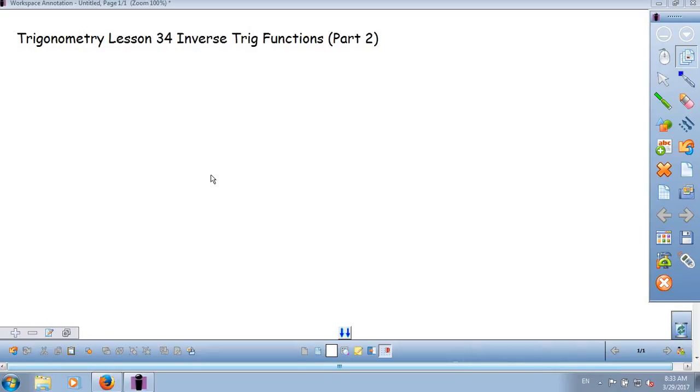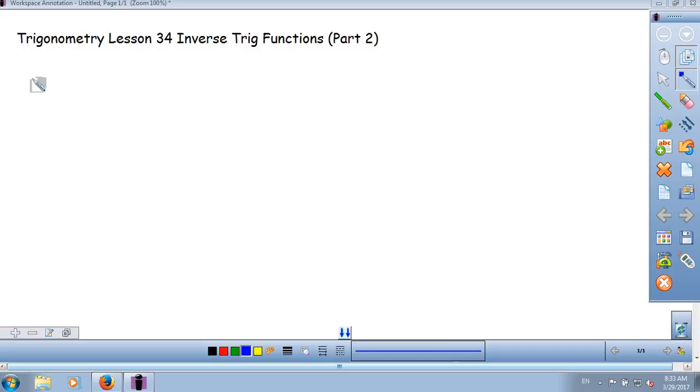Today we're continuing our trigonometry lesson 34. We're in part 2 of our inverse trigonometry functions lesson today. So from the previous lesson we introduced to everyone the inverse trig functions. What are inverse functions? What is the inverse sine cosine functions? Today we're going to continue our discussion to talk about inverse tangent functions.